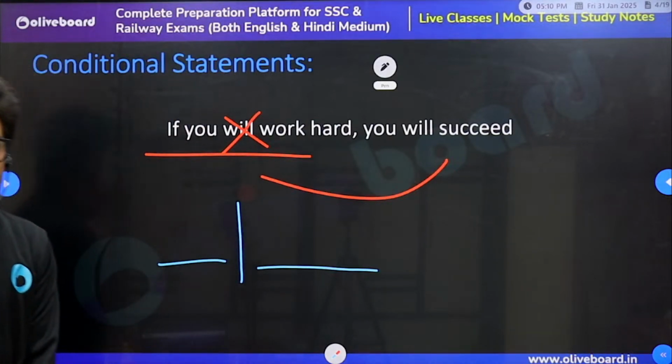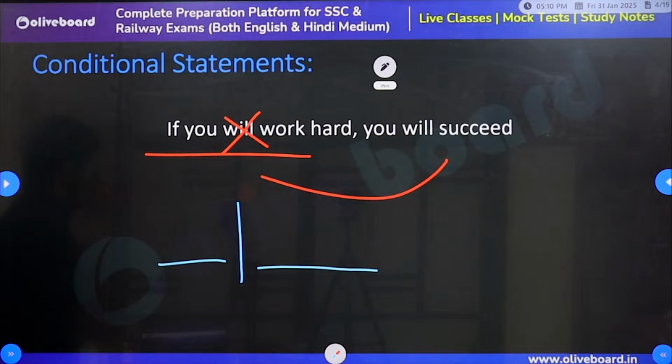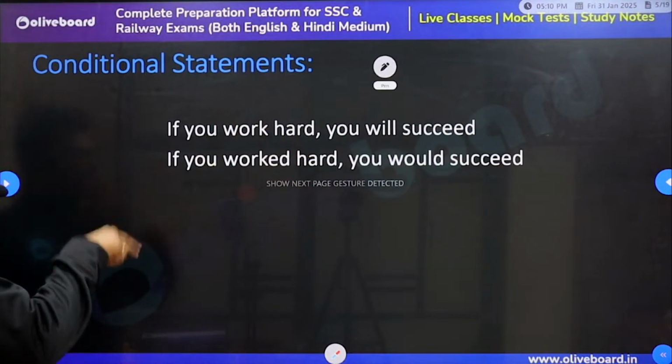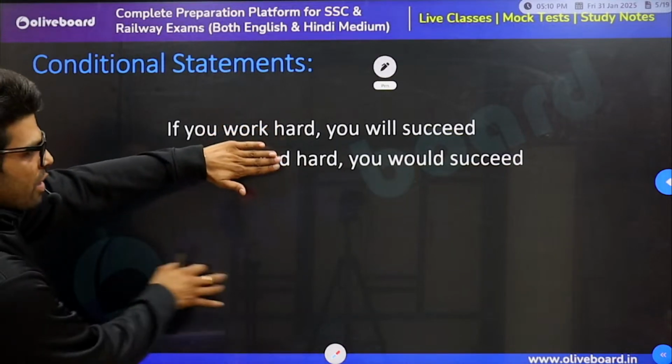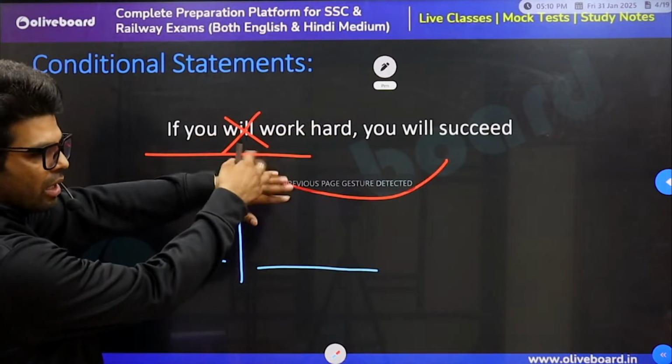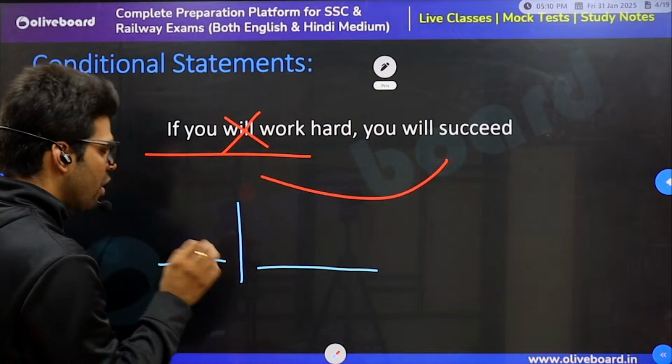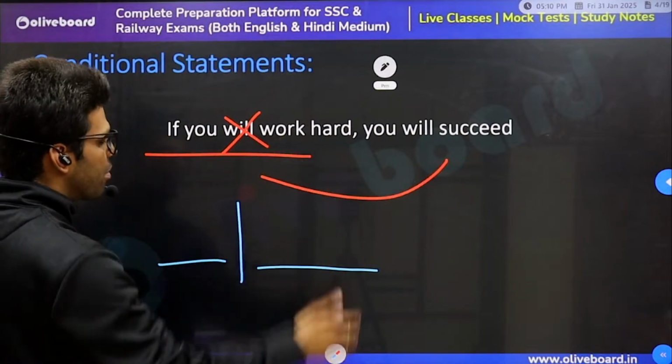So please be extra careful. Okay, my message is quite clear. So the actual statement here in English is going to be, if you work hard, you will succeed. Just look at the first sentence only. If you work hard, you will succeed. Every conditional clause will be in present and the result can be in future.